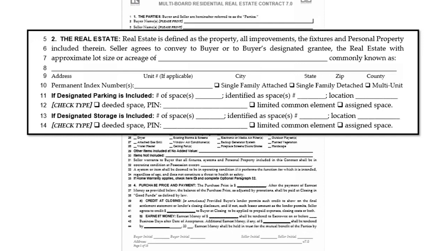So if you had a buyer who did not want to purchase the property without it being 4 acres, it would be with lot size or acreage of not less than 4 acres. And that would cover you. That's not going to happen very often.